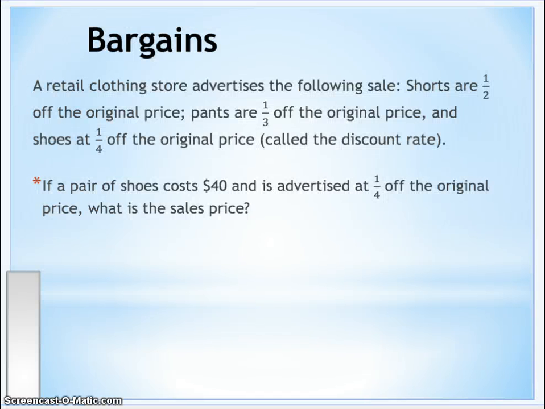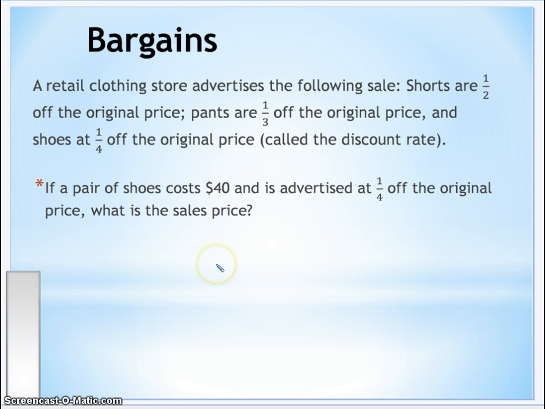So now we will start our problems. First off is the bargains. A retail clothing store advertises the following sale. Shorts are half off the original price. Pants are a third off the original price. And shoes at 1/4 off the original price, called the discount rate. So if a pair of shoes costs $40 and is advertised at 1/4 off the original price, what is the sales price? Well, there are two different ways that we can actually go about solving this.